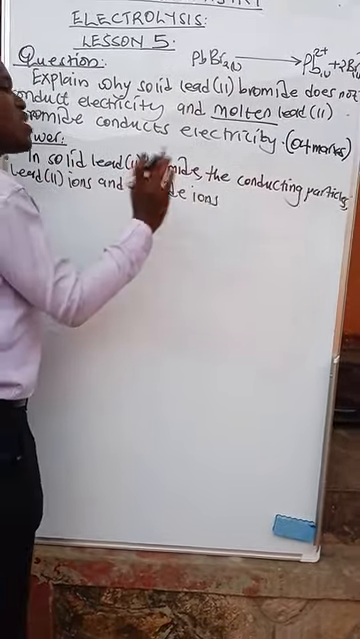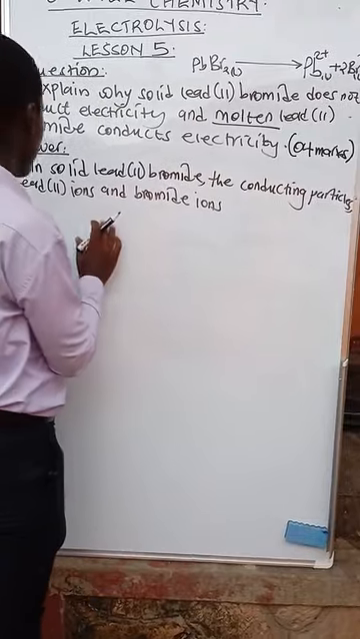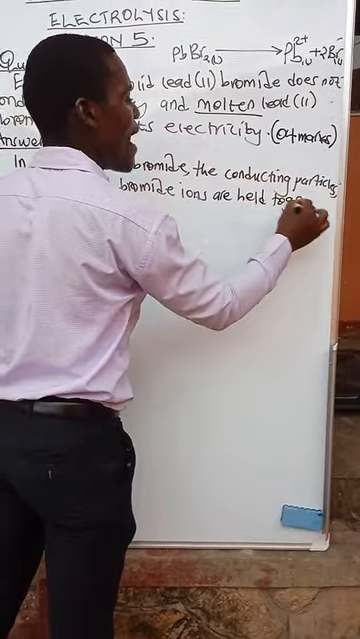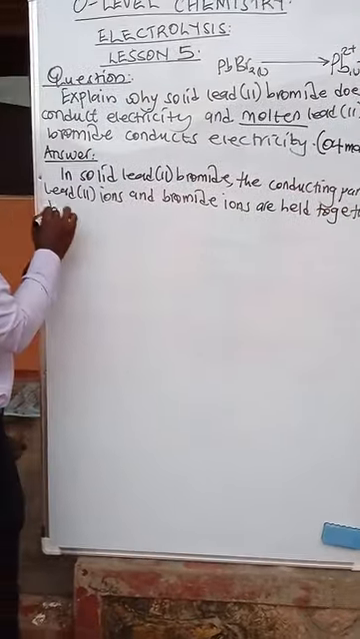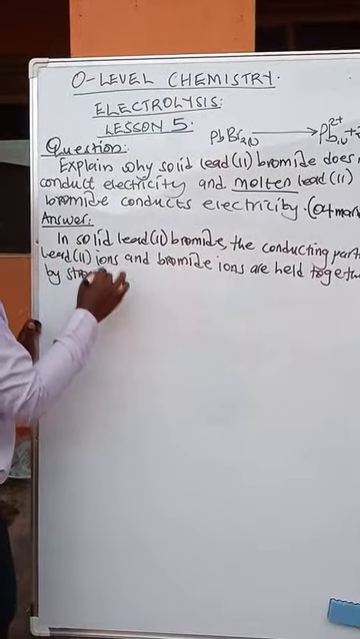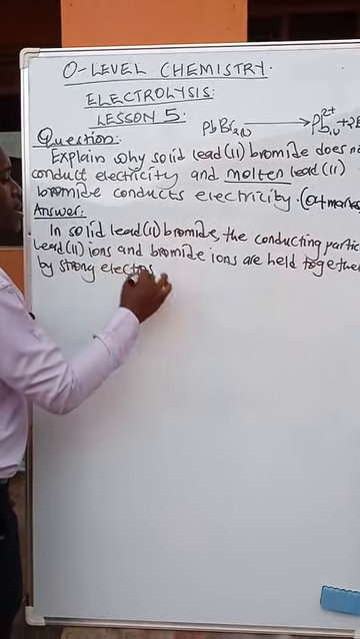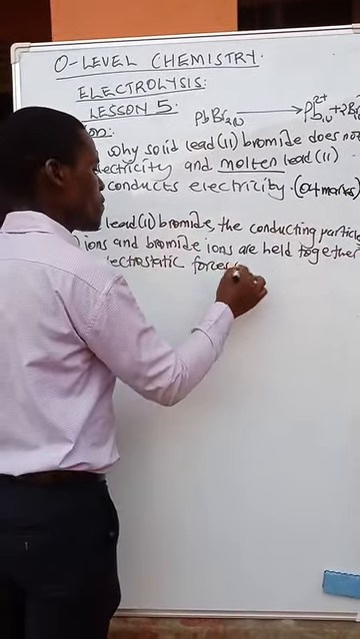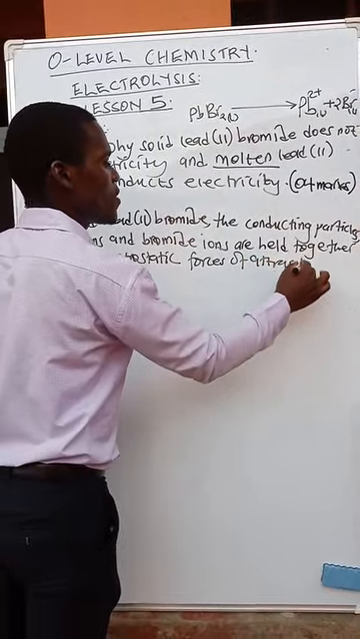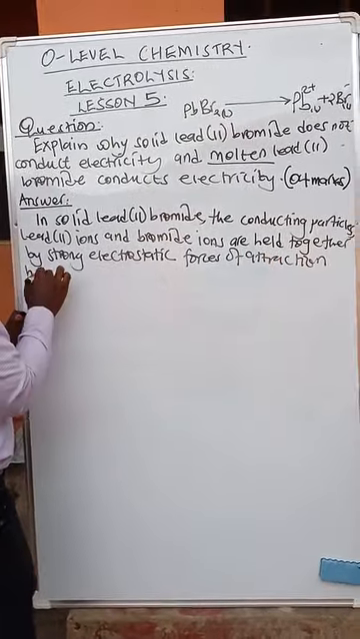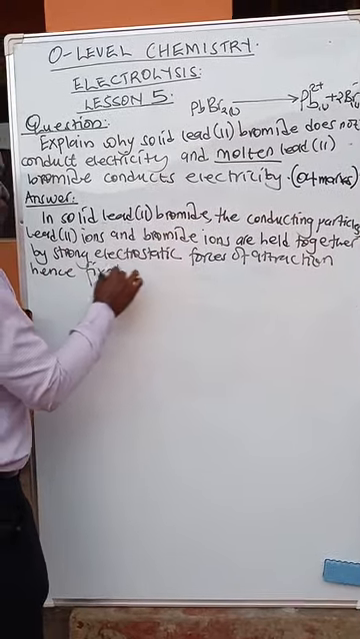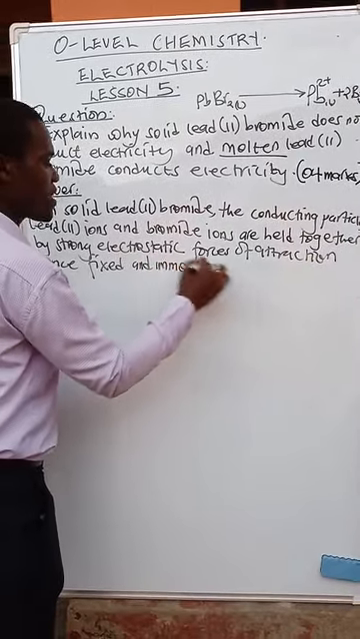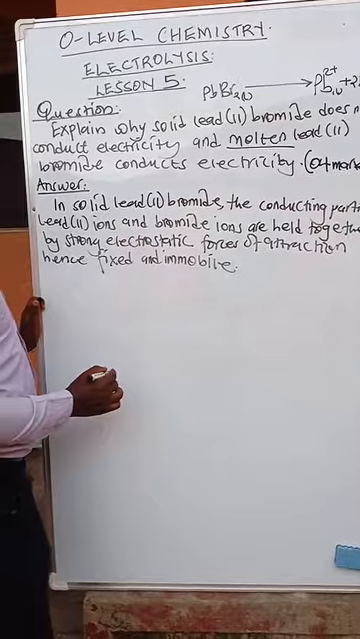So in solid lead(II) bromide, the conducting particles, the lead(II) ions and the bromide ions, are held together by strong electrostatic forces of attraction, hence fixed, as in the conducting particles are fixed and they are immobile, hence fixed and immobile.